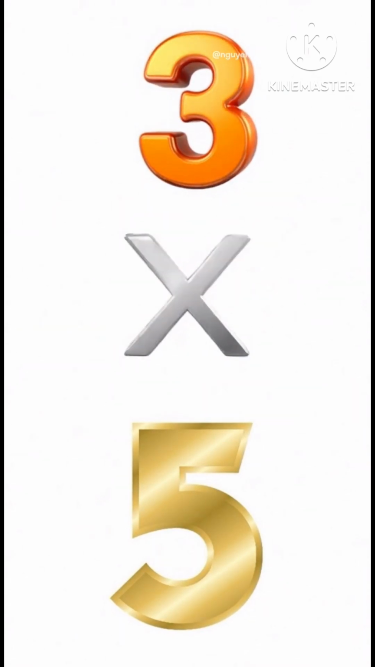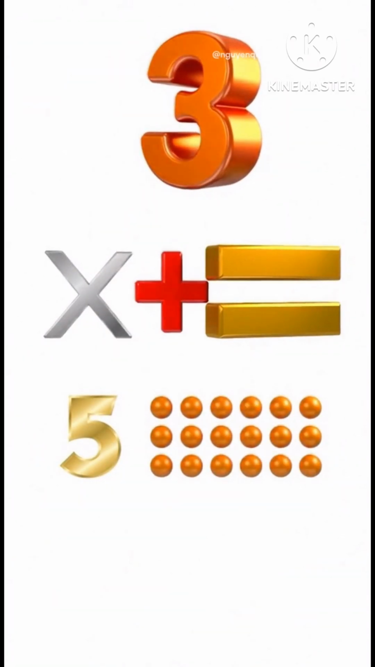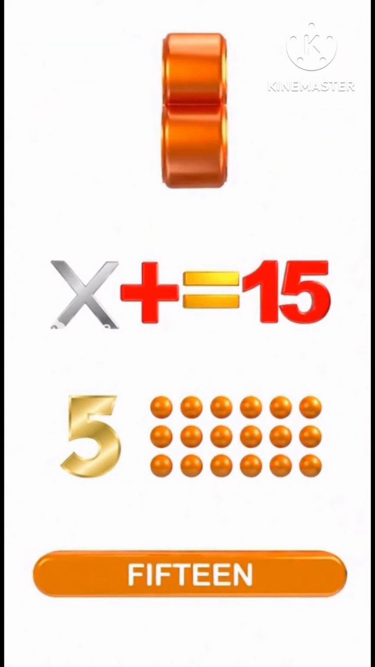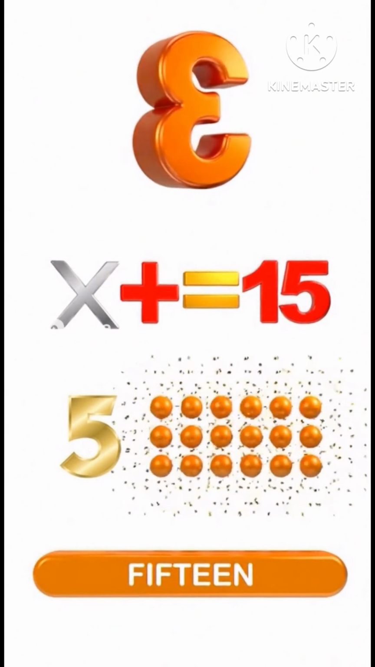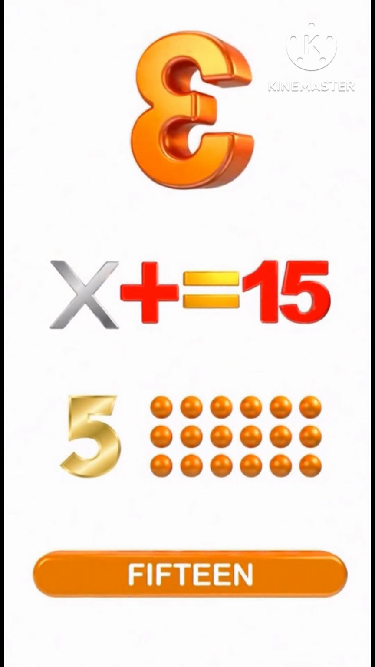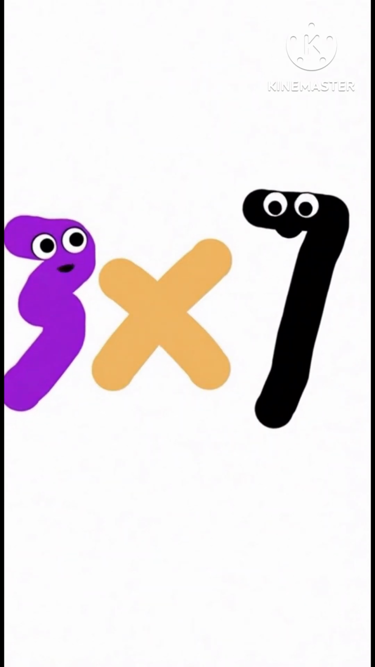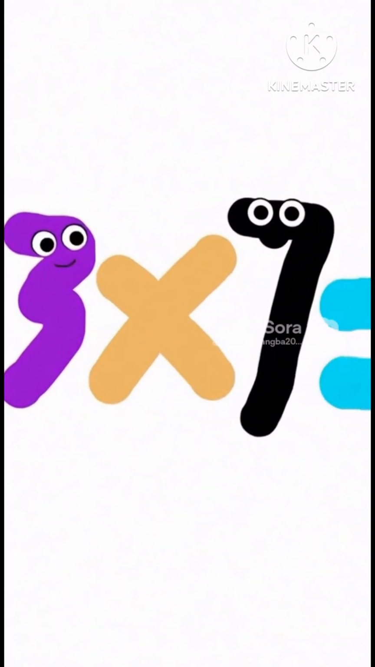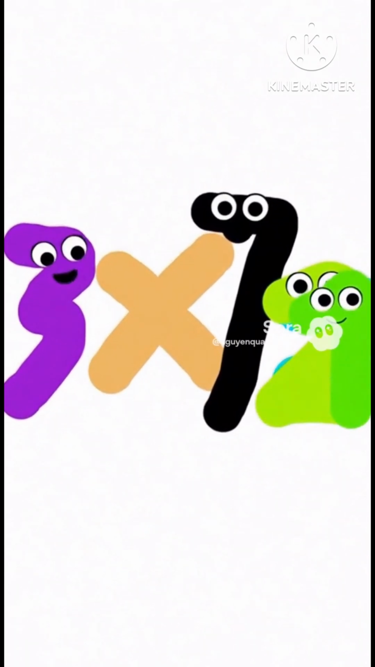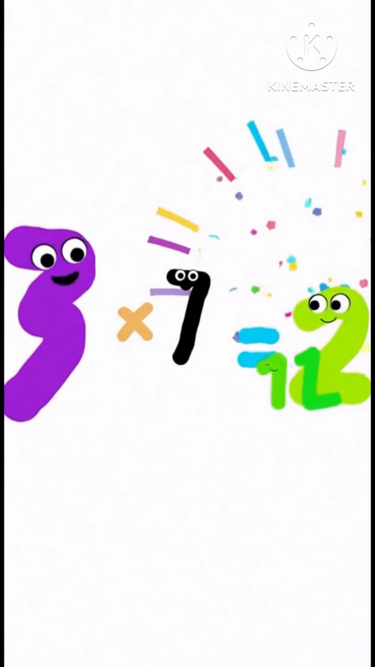Either way. 3 times 5 equals 15. That's a bunch of 5s all added together. 3 groups, 5 each. Nice! Here's a fun fact. When the purple 3 teams up with the black 7, something magical happens. 3 times 7 equals 21.